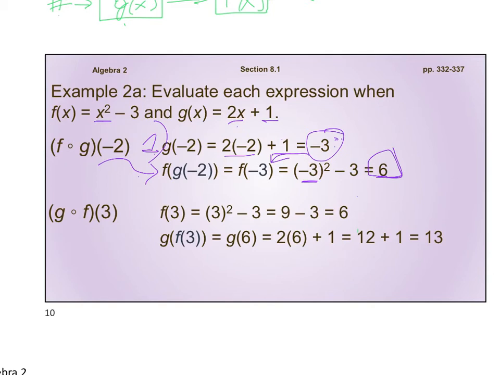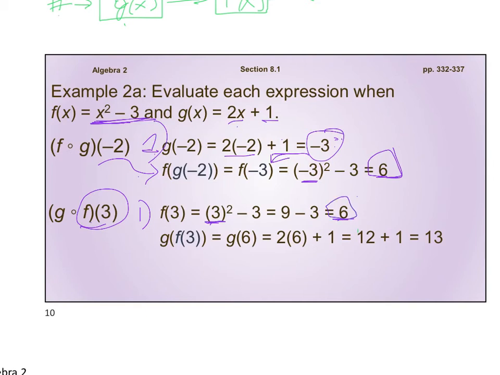All right, we'll try that on this next one. G of f of 3. Well, remember, the interior one is going to be this one. So we do this one first. F of 3, so f was x squared minus 3. So I have 3 squared minus 3, which is 6.